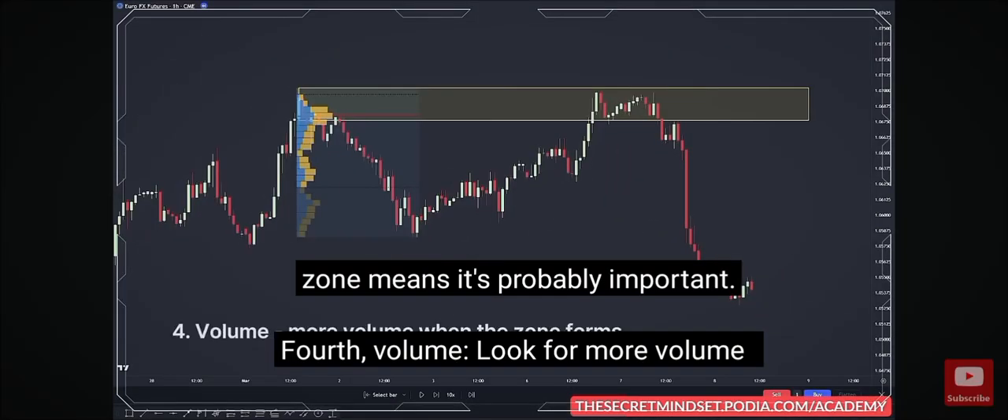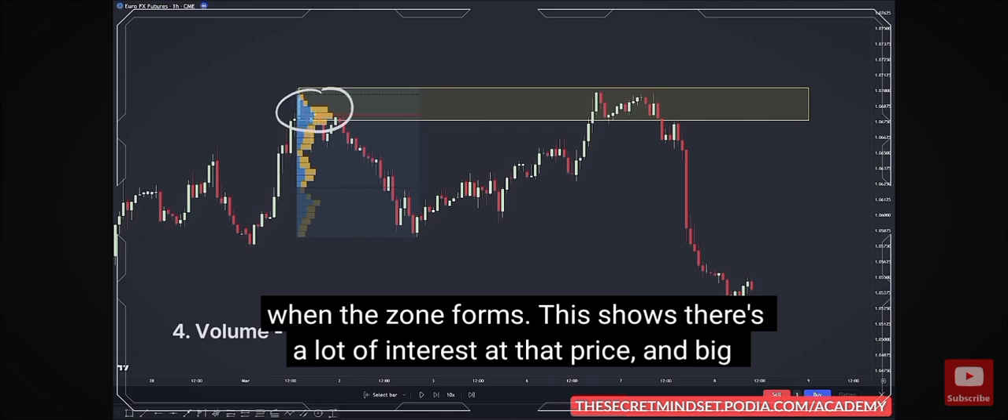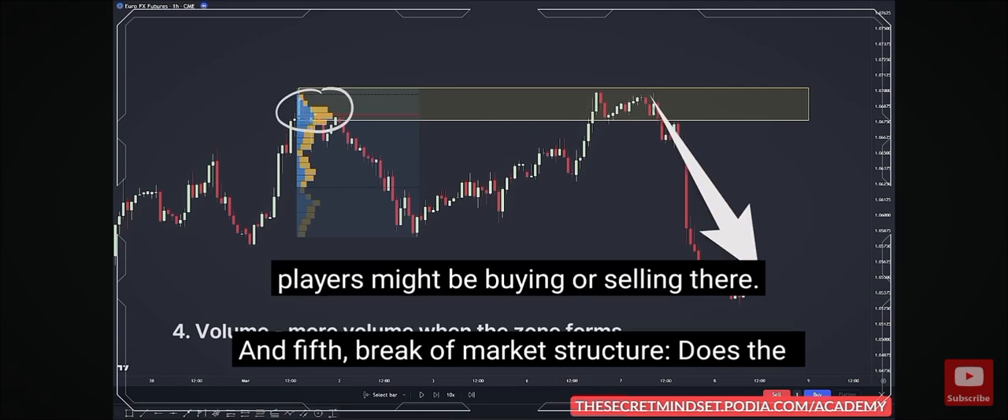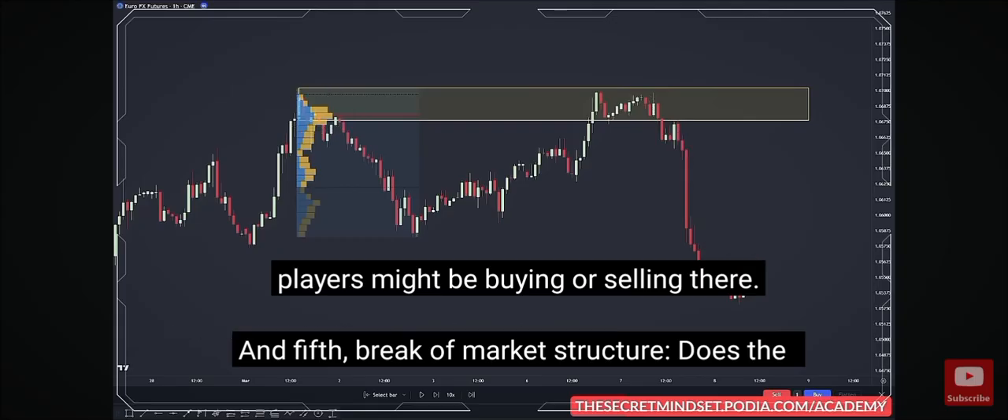Fourth, volume. Look for more volume when the zone forms. This shows there's a lot of interest at that price, and big players might be buying or selling there.